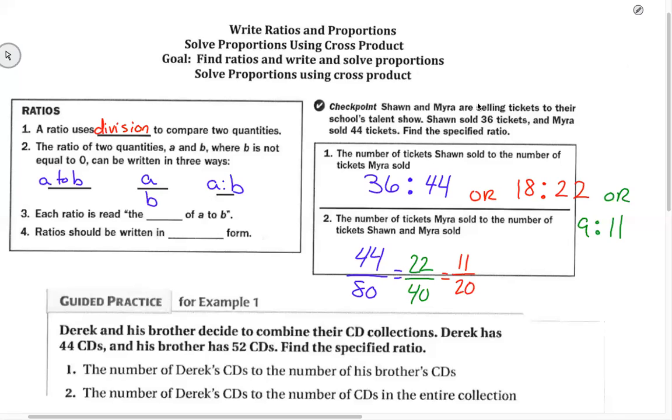Miles per hour. Notice miles and hours. Miles is a distance, hours is a time, right?